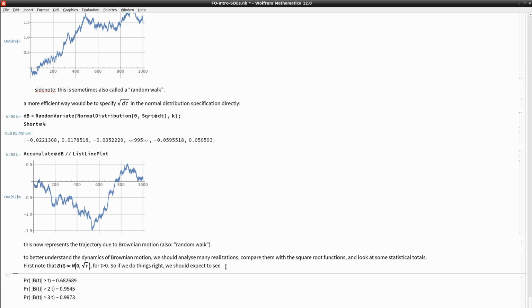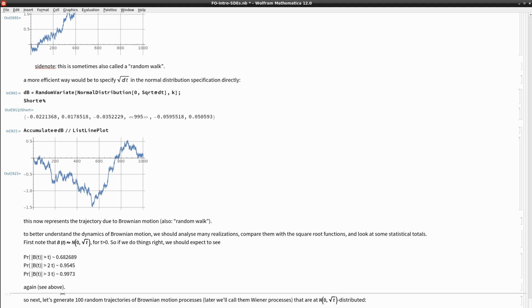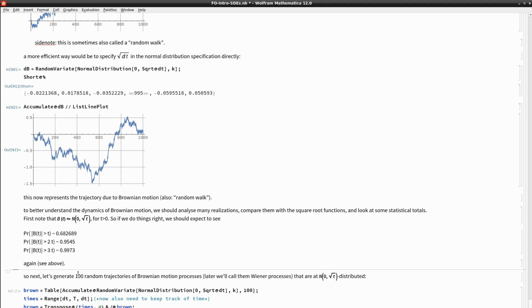So if we do things right, we should expect to see that the probability of Brownian motion samples larger than 1 standard deviation times t should be about the 0.6826 that we saw above, and with 2 standard deviations times t, it should be the 0.9545, and with 3 standard deviations times t, our 0.9973 that we saw above. So we should be able to recreate these numbers. Okay, so let's do it.